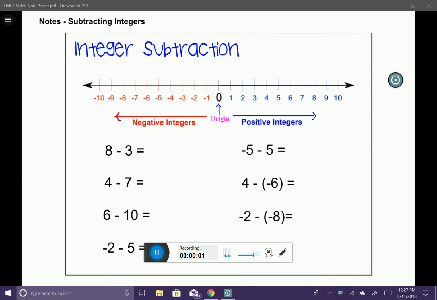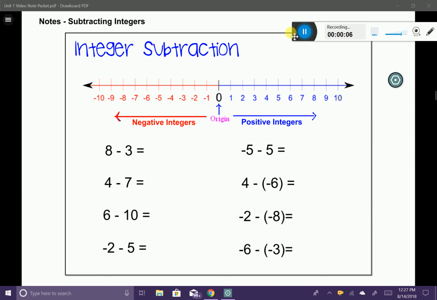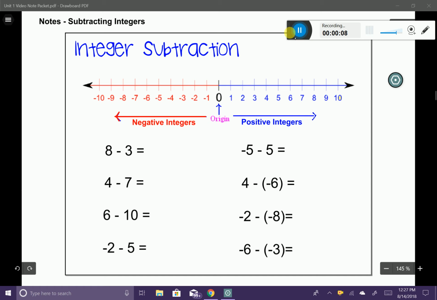In this lesson, we're going to be talking about integer subtraction. Just like in our integer addition lesson, we talked about this idea of a number line. So we're going to be using this same number line to answer these 8 questions. All right, let's look at the first one.